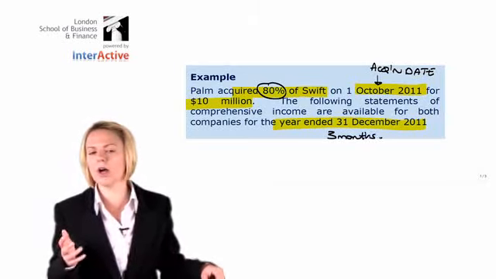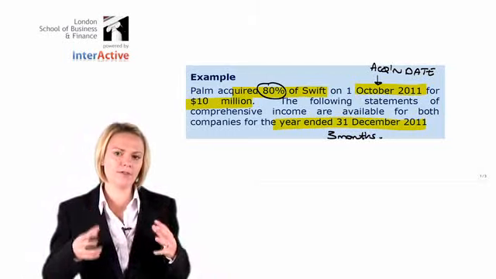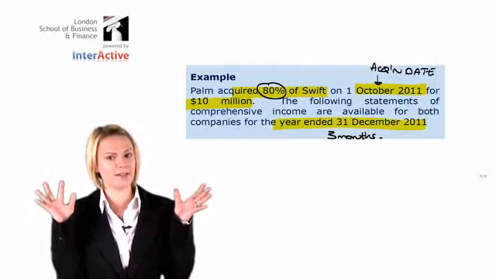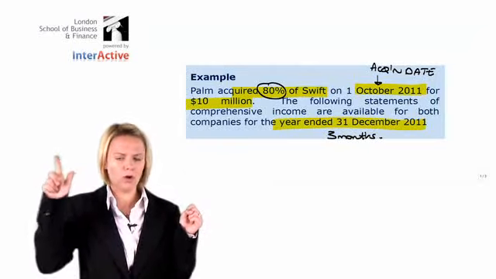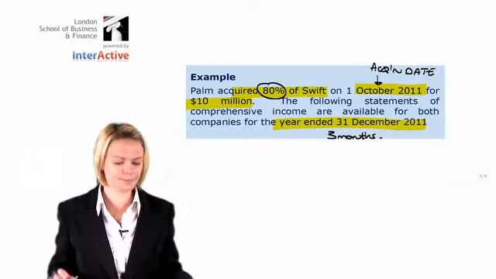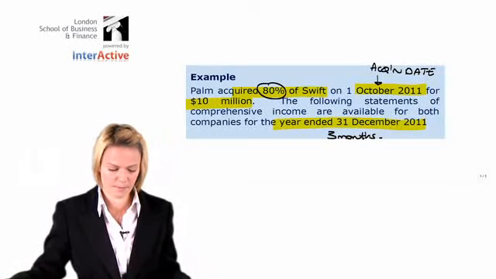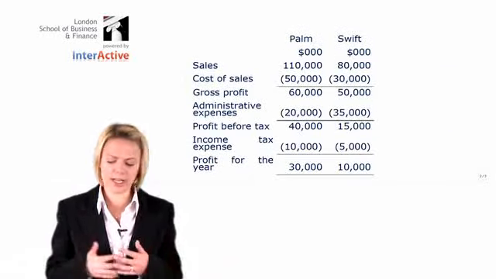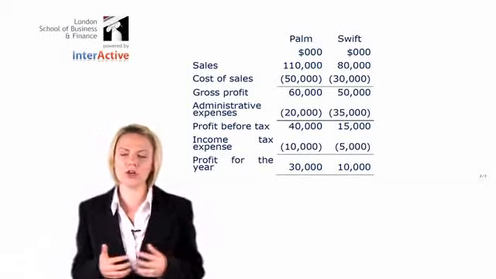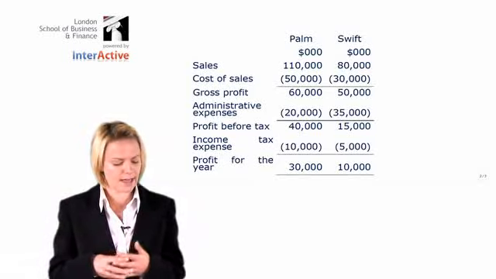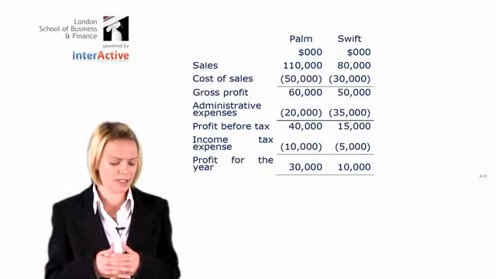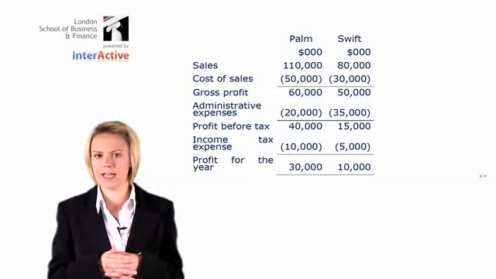Remember, you don't get marked for your workings in this paper, so you need to be careful with the number of months that you've held the subsidiary for. I always count on my fingers. So, all of October, all of November, all of December, 3 months post-acquisition. So we can see then that we've got a largely abbreviated statement of comprehensive income, parent and sub, Palm and Swift: sales, cost of sales, gross profit, admin expenses, profit before tax, tax expense and profit for the year.